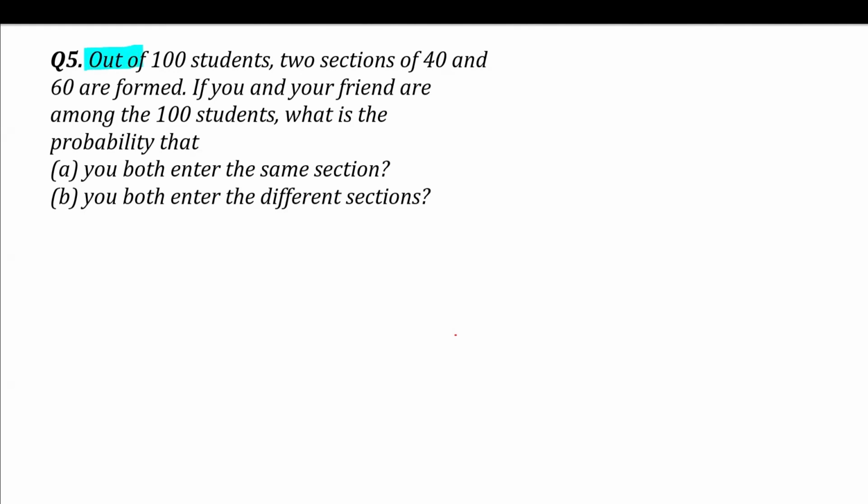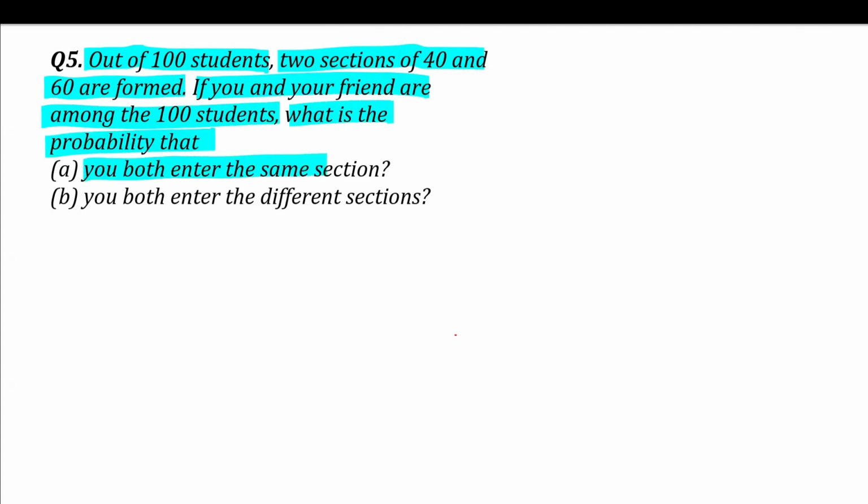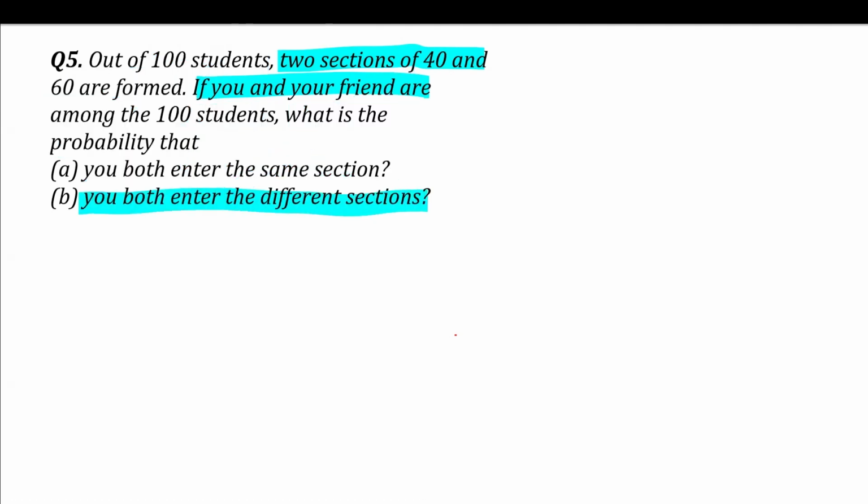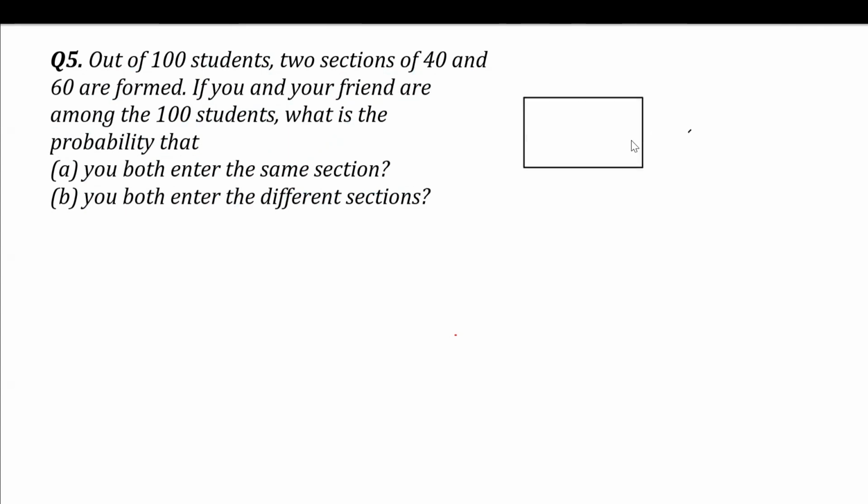In this question, it says out of 100 students, two sections, that is, sections of 40 and 60, are formed. If you and your friend are among the 100 students, what is the probability that you both enter the same section, and that you both enter different sections? So that means it's a case of selecting students from a given number of students. Let's say this is section A and this is the other section, section B. Section A has 40 students and the other has 60 students.